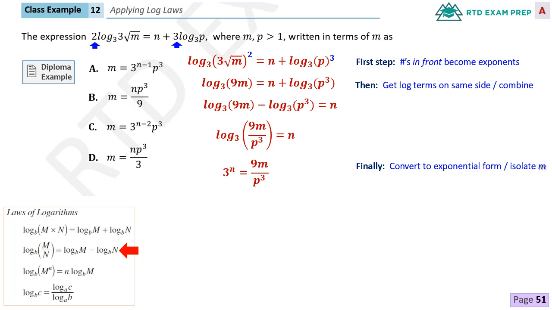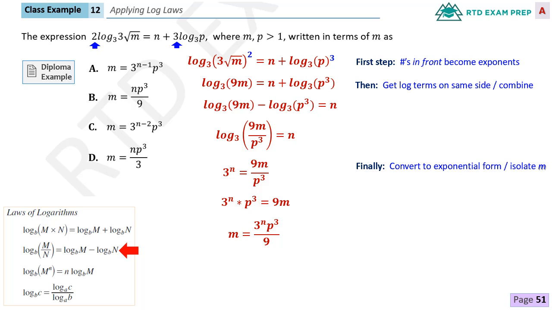Well, we still need to isolate m. So now we want to convert that left side out of logarithmic form. We do that by taking its base, the 3, and raising it to the n, which now becomes the exponent. So this converts into 3 to the n equal to the argument of our original logarithmic expression, 9m over p cubed. We multiply both sides by p cubed and divide by 9. And typically this is where we would stop.